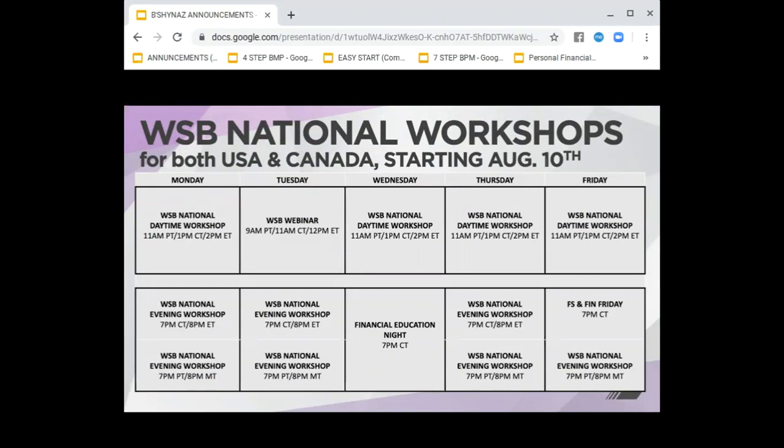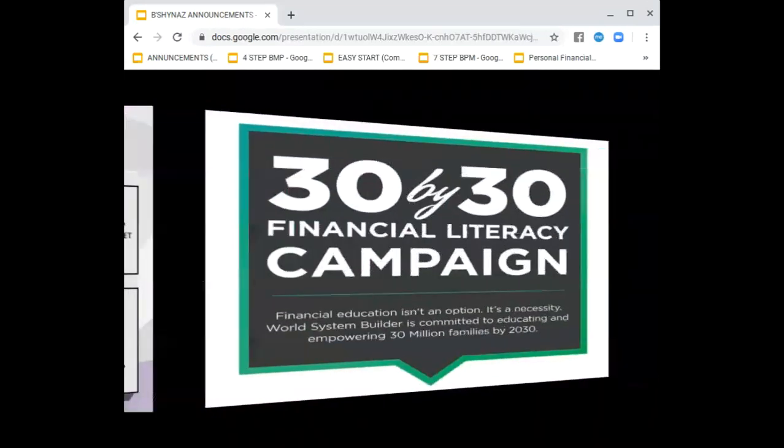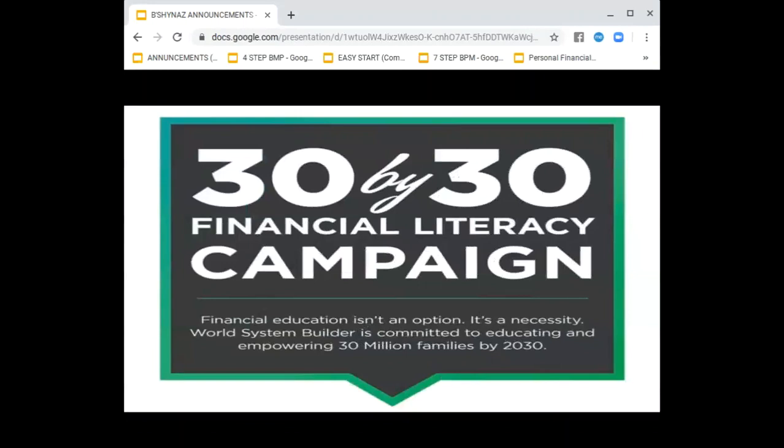And as you know, our goal is to continue educating. We want to do 30 by 30, right? Financial education isn't an option, guys. It's a necessity. That's why World System Builder is committed to educating and empowering people, right? We're going to continue to help empower people. 30 million financially educated by the year 2030. That's our goal. So let's go out there and continue helping families.